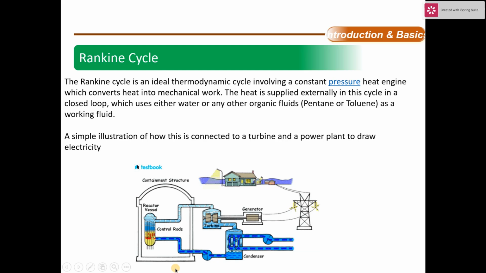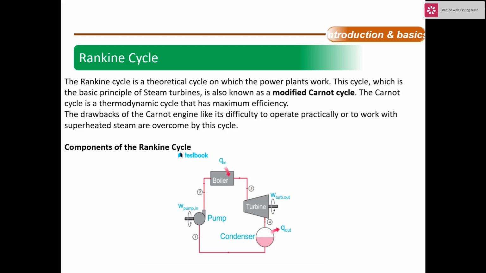Here we see this cycle. The Rankine cycle is a theoretical cycle on which the power plant works. This cycle, which is the basic principle of the steam turbine, is also known as the modified Carnot cycle.